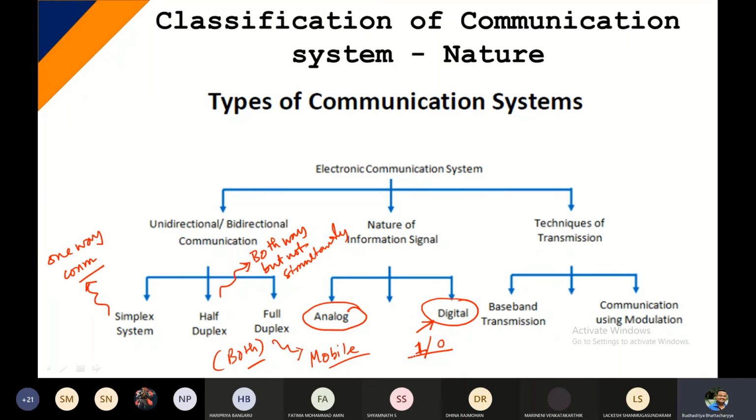Now coming to the other part, which is the technique of transmission. In the technique of transmission, we usually have two sets of processes. One is called baseband transmission. The other one is communication using modulation. So this is the first time we are actually trying to differentiate something. The first thing is baseband transmission. Okay, so what exactly is baseband transmission? I'll just write it down here. Baseband transmission is nothing but the input signal, the raw input signal.